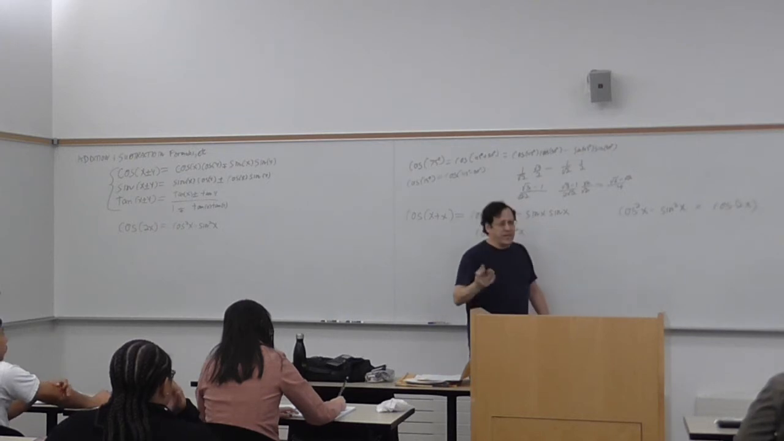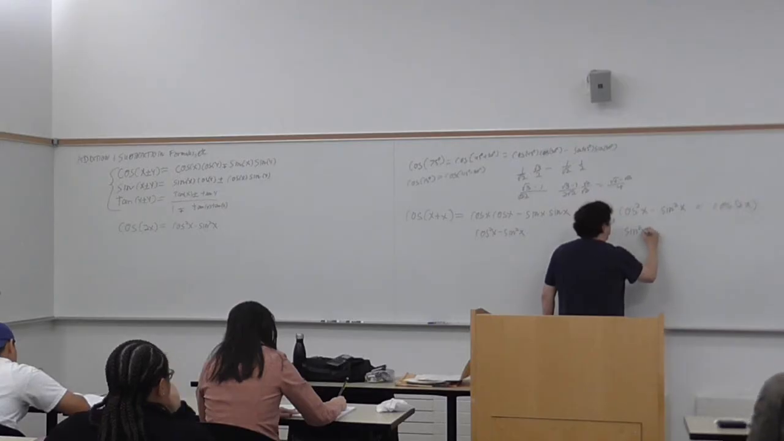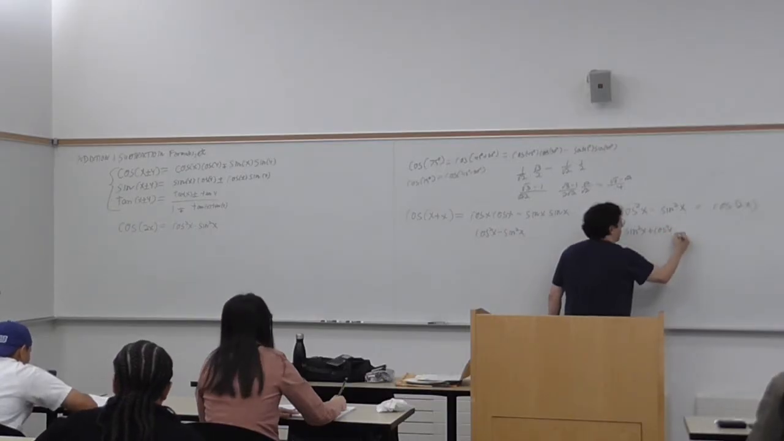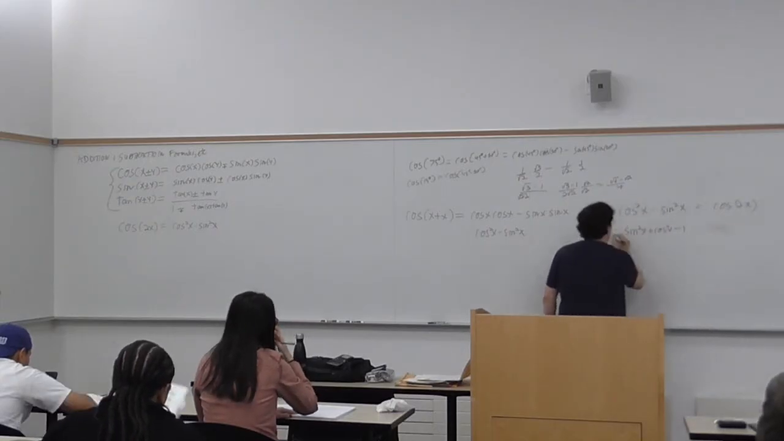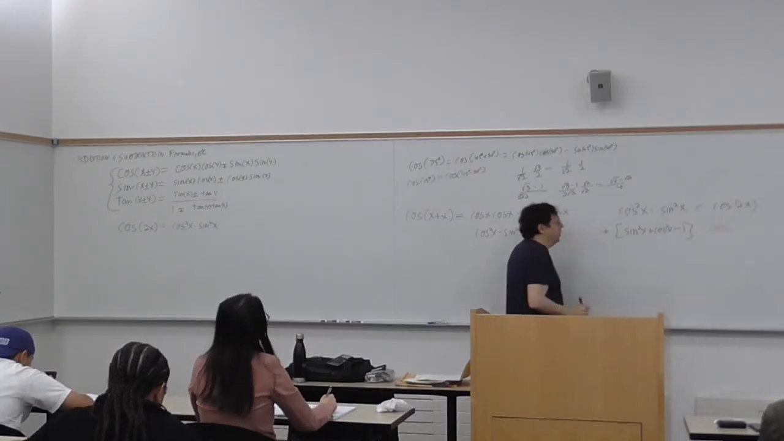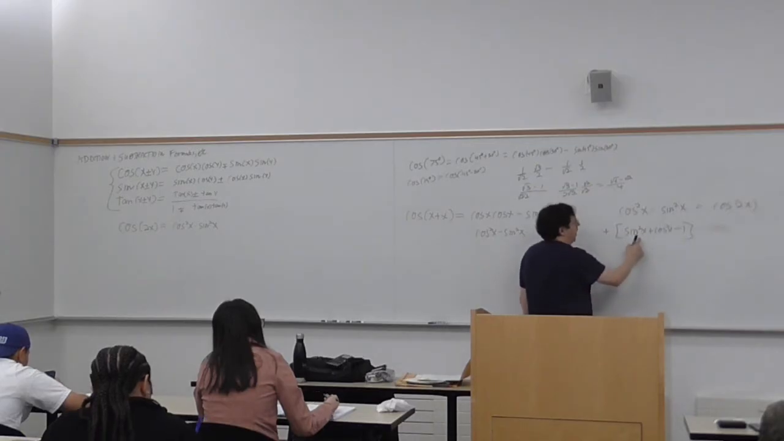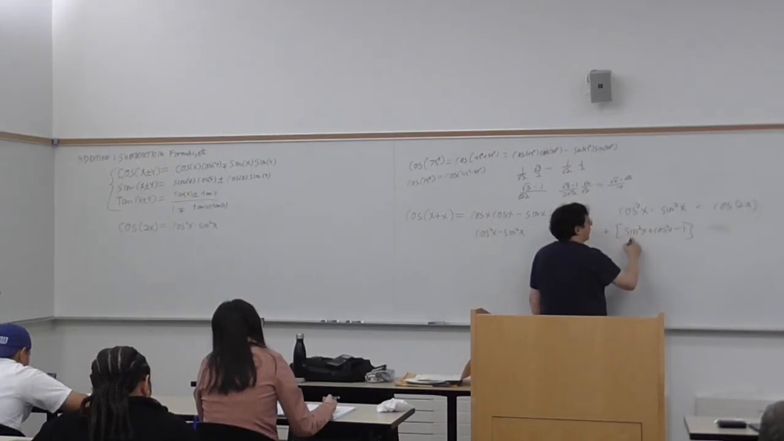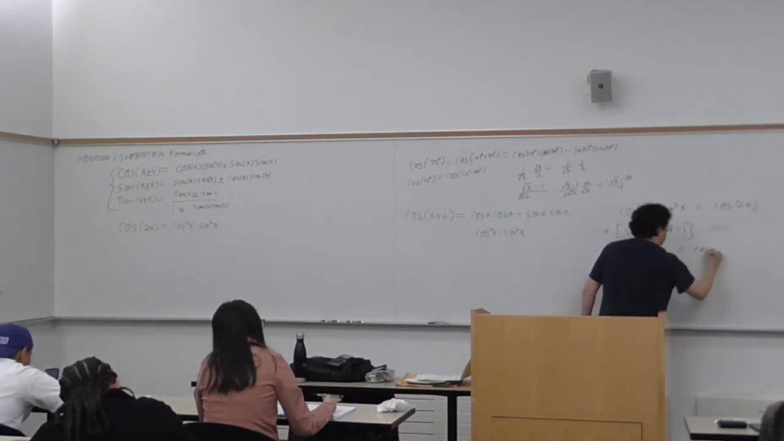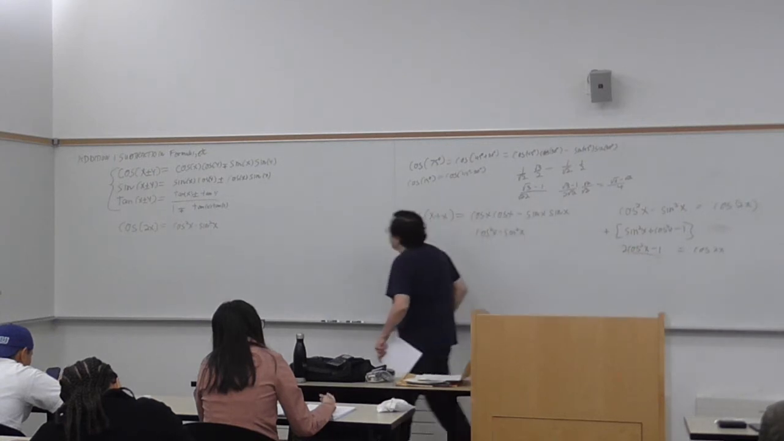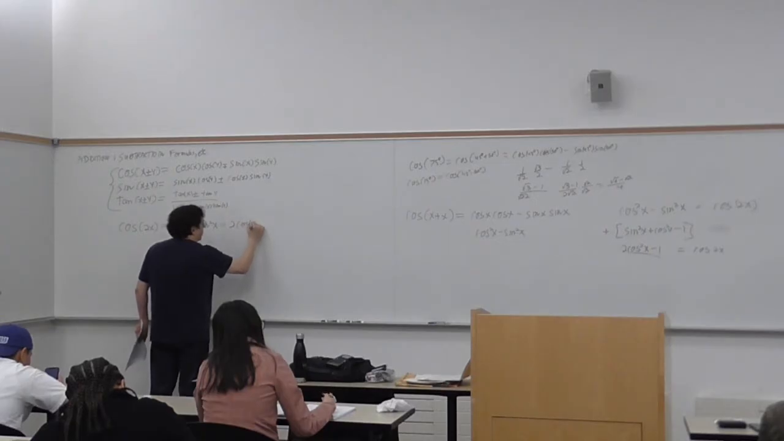Well, I could add something to this. I could add sine squared x plus cosine squared x minus 1, right? I could add this. That wouldn't change it, right? Because sine squared plus cosine squared is 1. But if I do that, what happens? The sine squareds drop. I get 2 cosine squared x minus 1. So this is another way to express this.